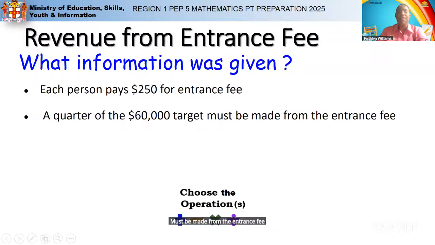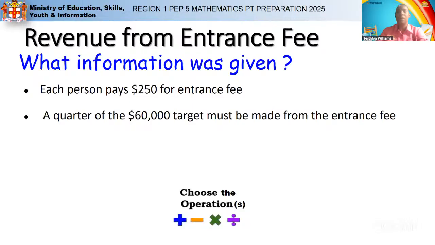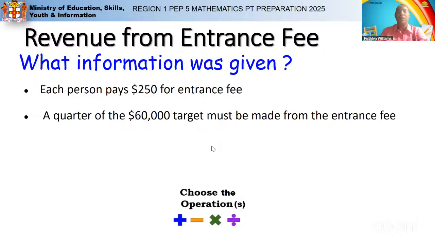So let's look at bullet 2. A quarter of $60,000 that must be raised from the entrance fee. What are we going to do to get the answer? All right, so we see some late responses in the chat. The information given is that the target is $60,000 and we need a quarter of it. Thank you. So go ahead now and tell us. Let me give you about 30 seconds to work it out.